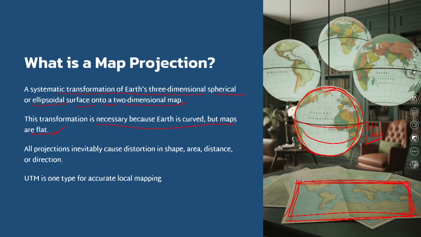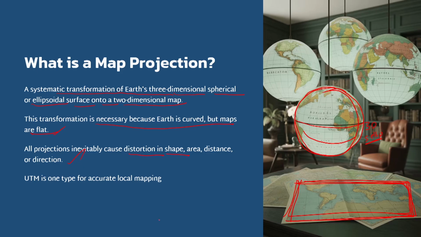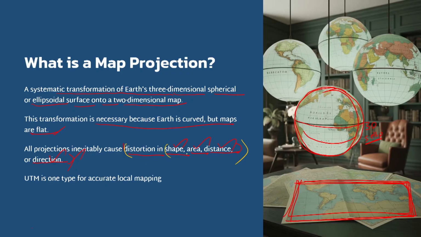When you look at the third point, all projections inevitably cause distortion. Distortion is nothing but the accuracy issue in terms of shape, area, distance and directions. So, no projection can hold all these things, because every projection has some distortion issue. Some projections will preserve shape and area, some projections will preserve distance and directions.